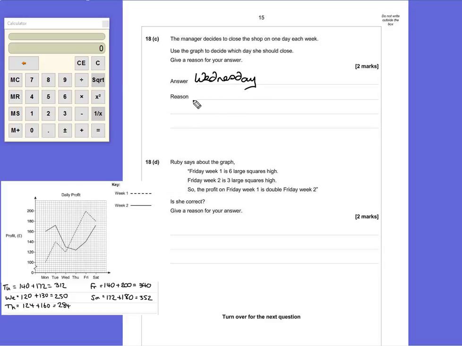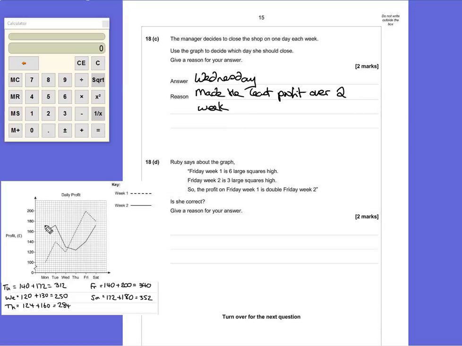And this was purely because it makes the least profit in total. Over the 2-week period is probably quite important to mention here.